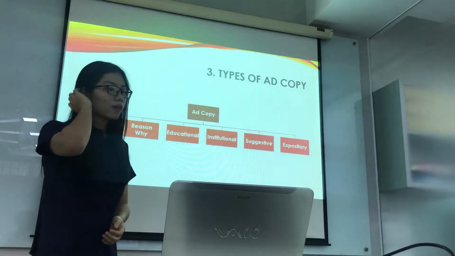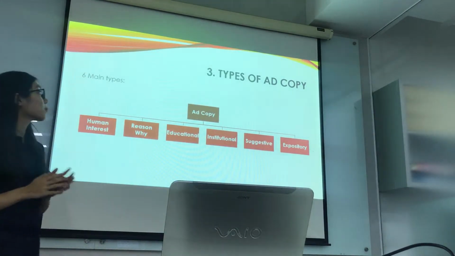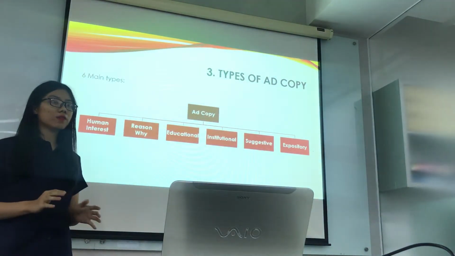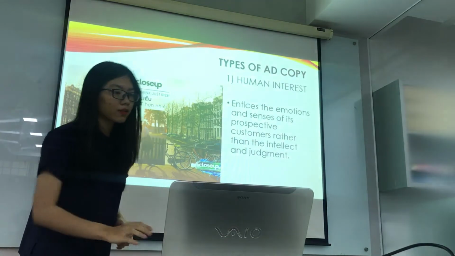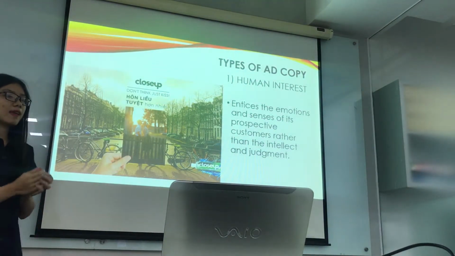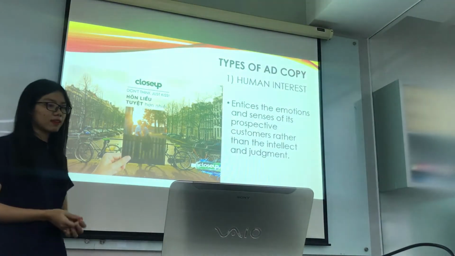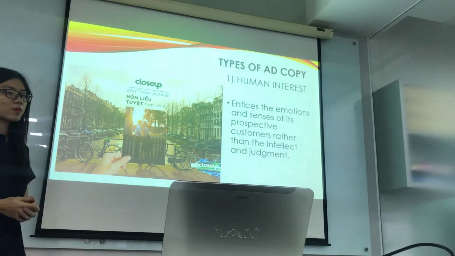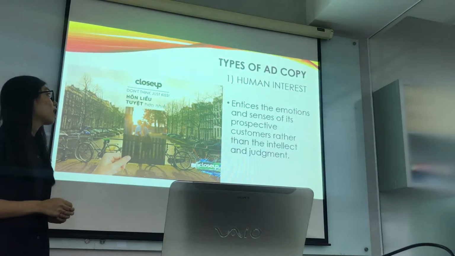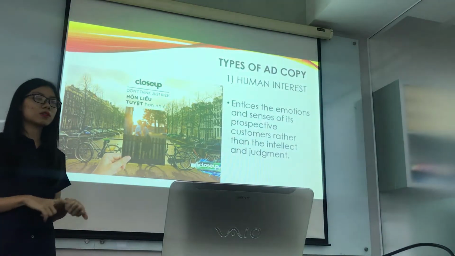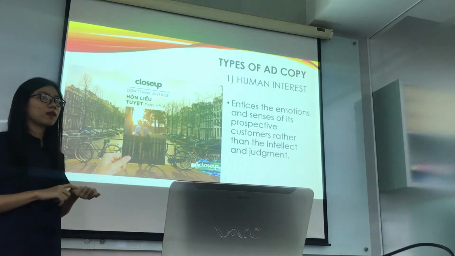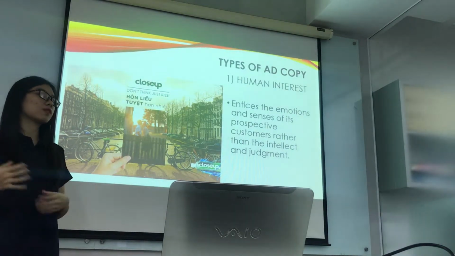There are six main types of ad copy based on the different purposes of your ad copy. The first is human interest. This entices the emotions and senses of the prospective customer rather than the intellect and judgment. This type of ad copy creates different emotions. It can be humorous, fearful, fun, warm, and so on.